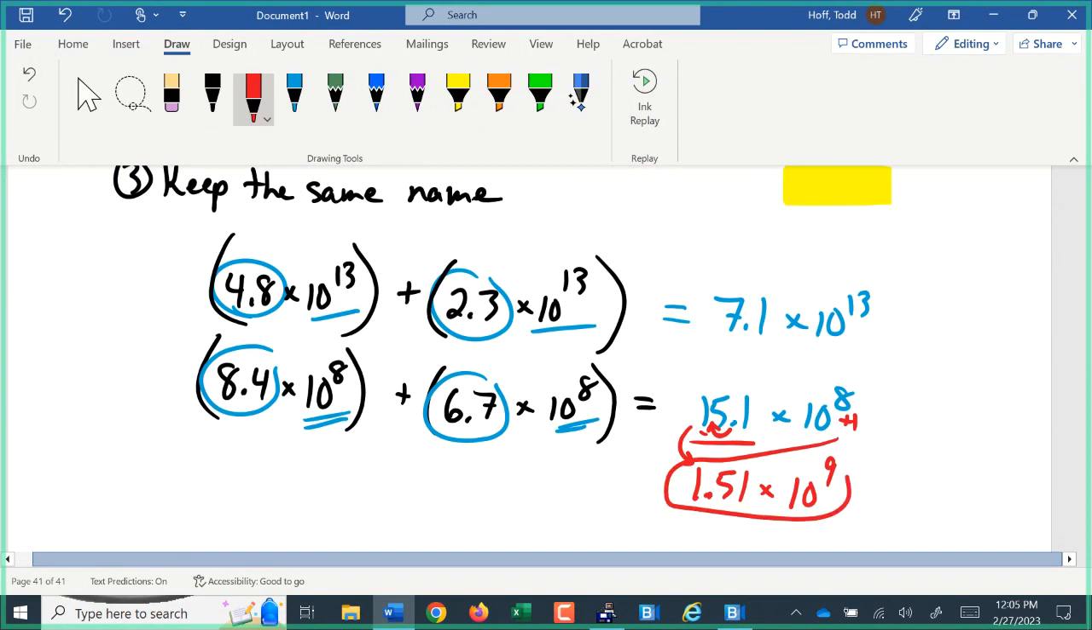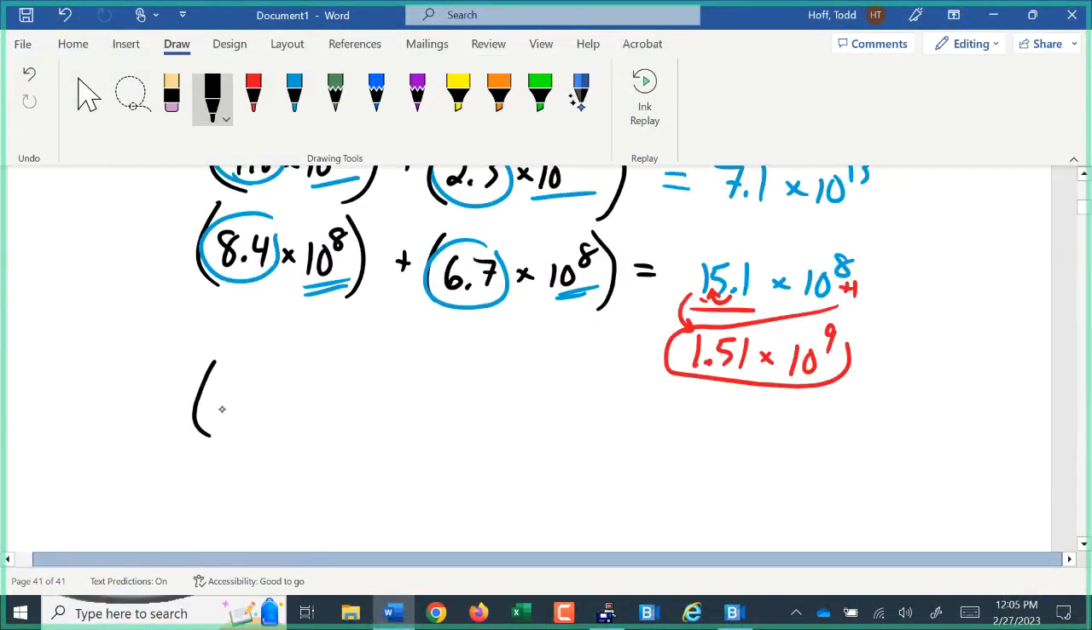Think of it very similar to measurement. If you're measuring something and it's 2 feet long, if I want to convert that to inches, inches are smaller, so it's going to take more of them. It's going to take 24 inches. The name got smaller, the count had to get larger. Same here, just the opposite. The count got smaller, the name had to get larger. Had to be a bigger power of 10 by 1.